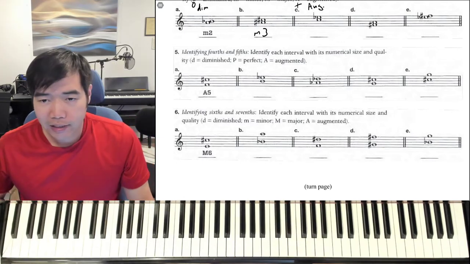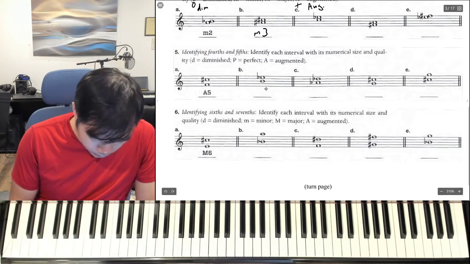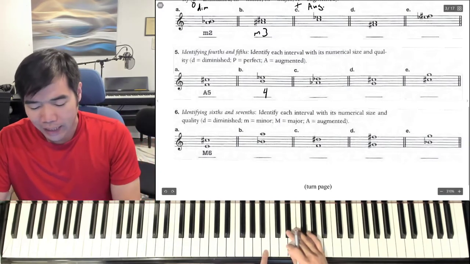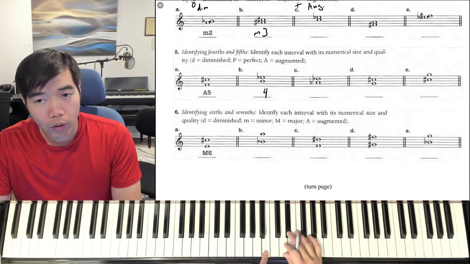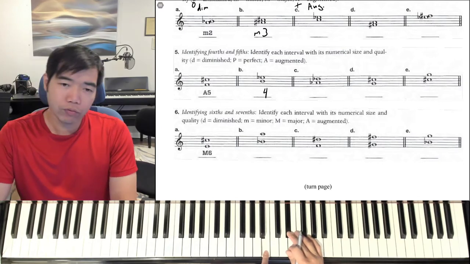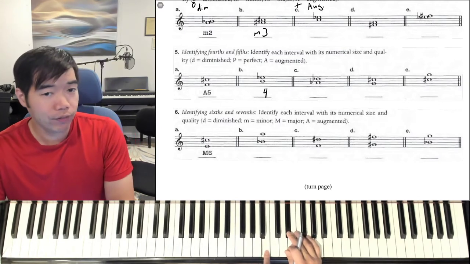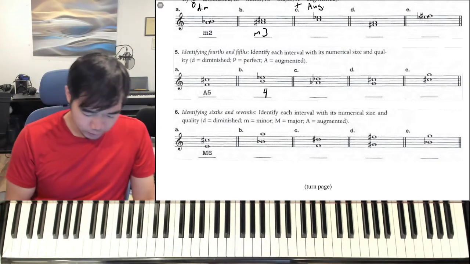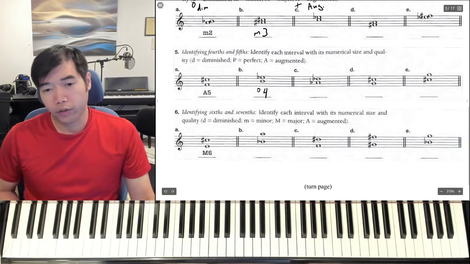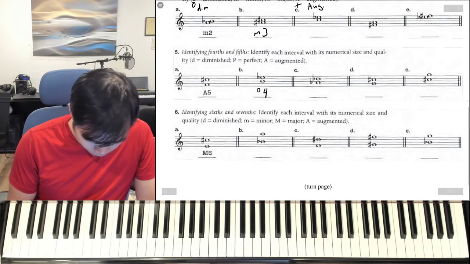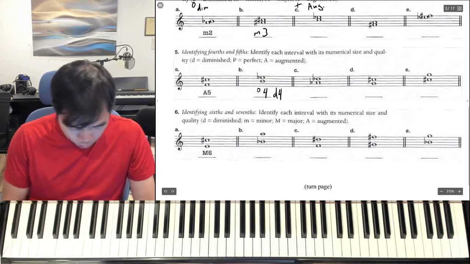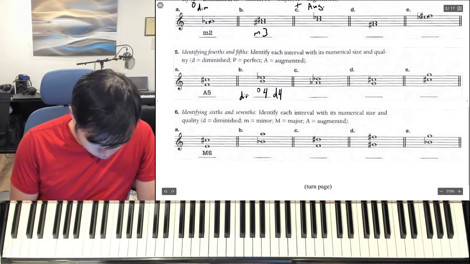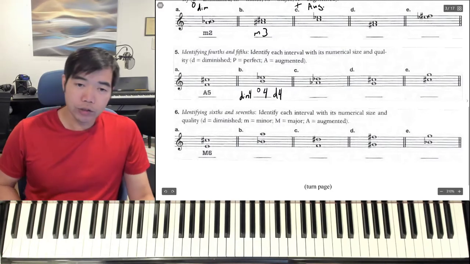If I look at the second example here, B to E is a fourth. And then if I count the half steps, 1, 2, 3, 4, between B and E flat, that's 4 half steps. Remember, a perfect fourth has 5 half steps. So this would be a diminished fourth. Okay? You can also write D4. Or you can write DIM4. Okay? So on and so forth.